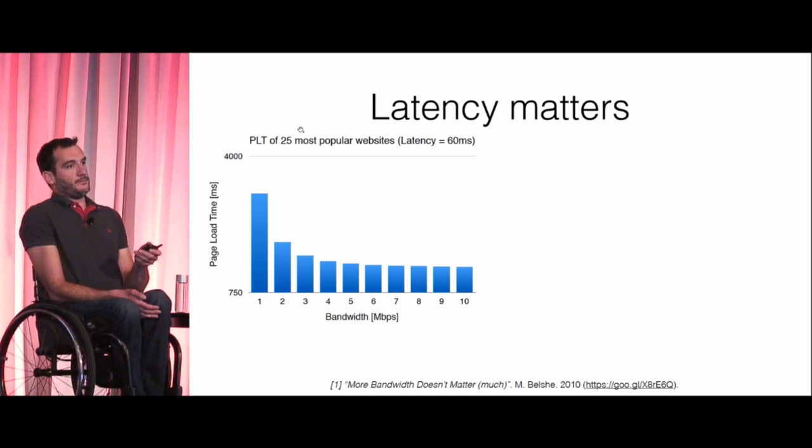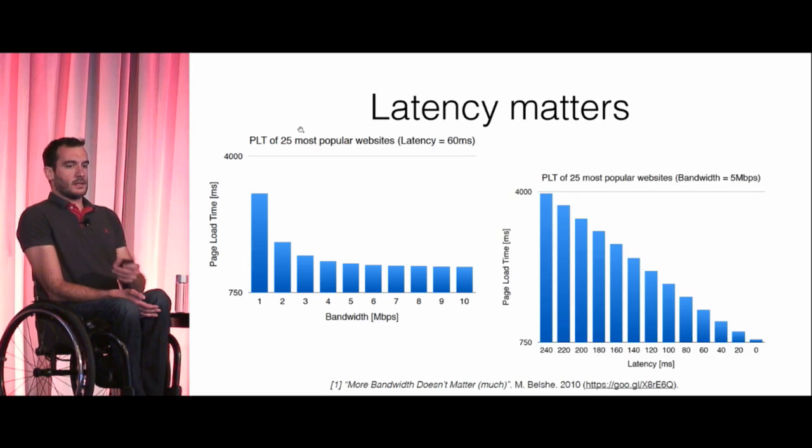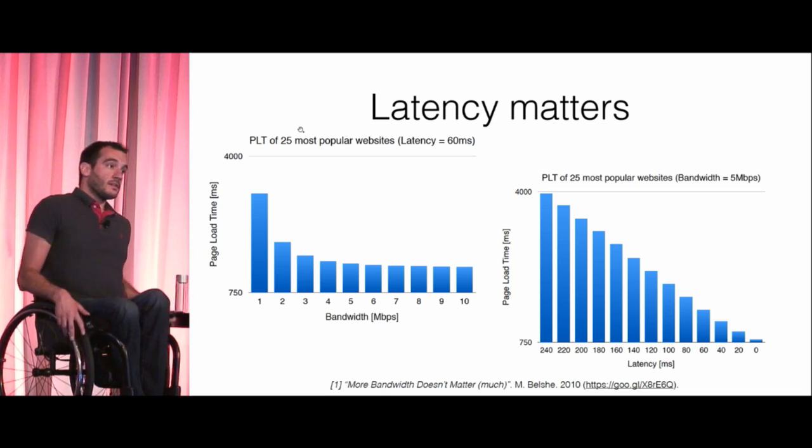The major influencing factor for page load time nowadays, with the high bandwidth that we have, is the latency. The study measured the page load time, again for the 25 most popular websites, when the bandwidth is fixed at 5 megabits per second. And as you can see on the graph on the right side, as the latency decreases, the page load time decreases as well. So there's a linear correlation between page load time and latency.